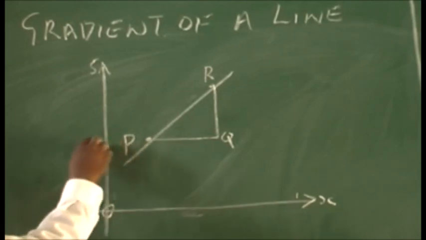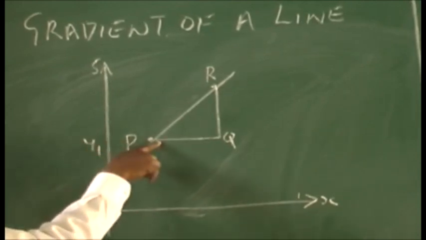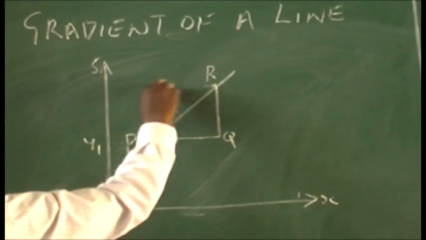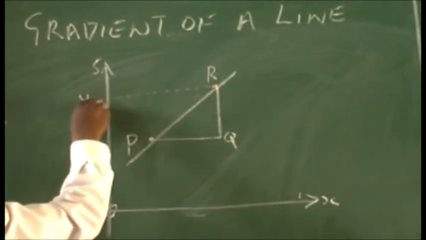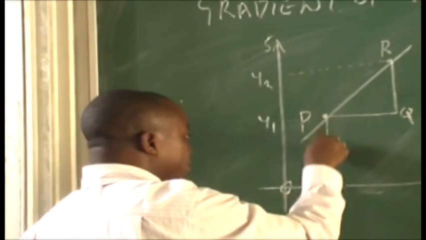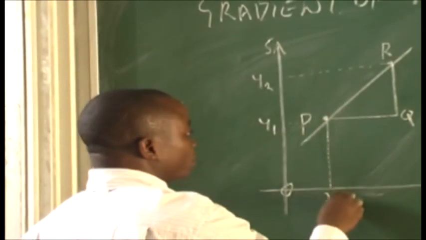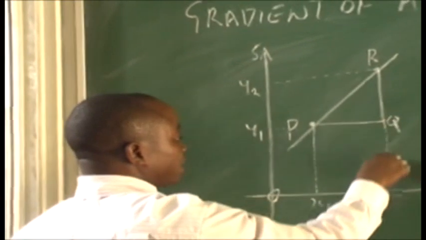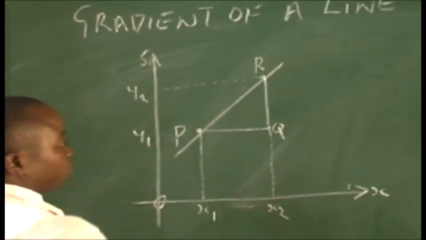Then I have Y1. If I trace this point to here, it will be Y1. And this one I will have Y2. Same thing will happen in this one. If I trace this one, then I will have X1. If I trace this one here, I will have X2.